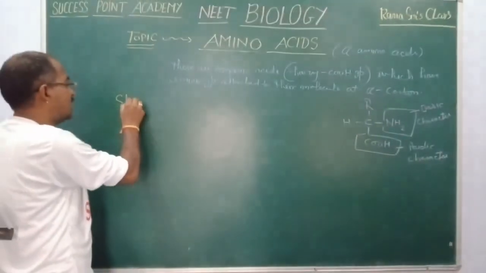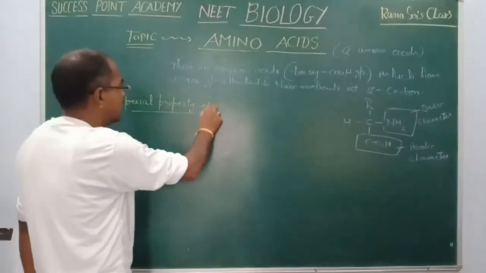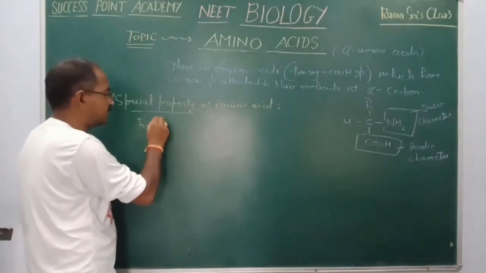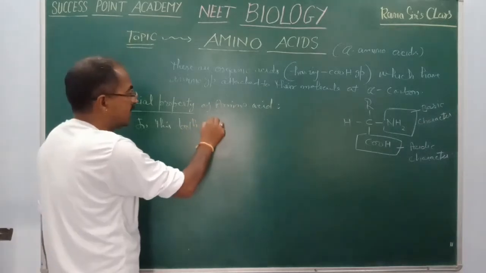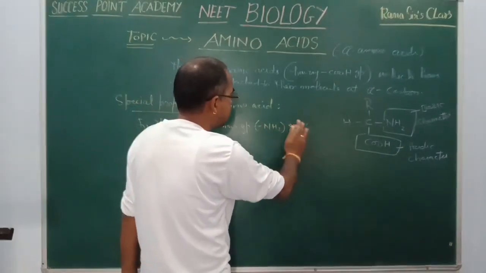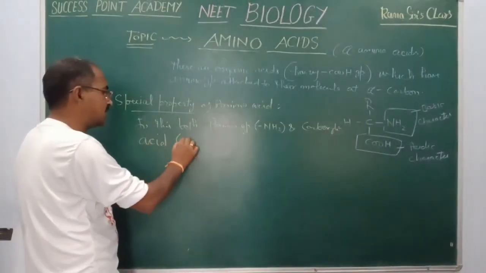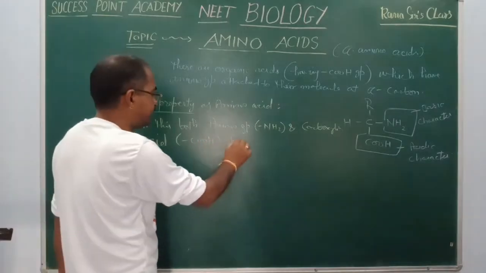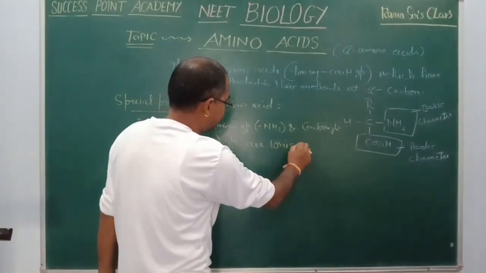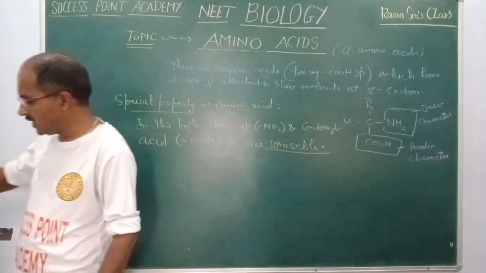What is the special property of amino acids? Both the amino group, meaning the NH2 group, and the carboxylic acid group are ionizable. So many properties will be there according to their nature.